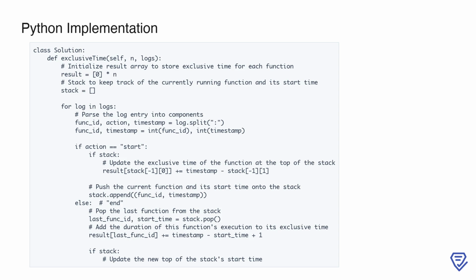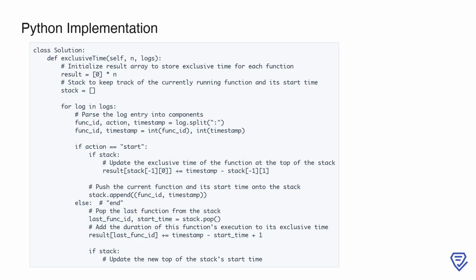Next, we create an empty stack that will help us keep track of the function currently being executed, along with its start time. The logs list is iterated over, and for each log entry, we split it into three components: the function ID, the action, start or end, and the timestamp. These values are converted to integers where necessary.